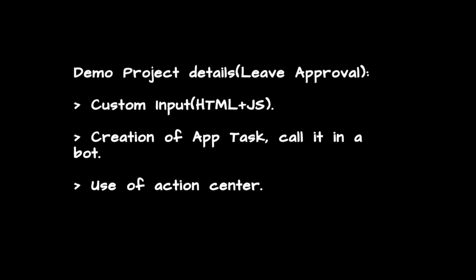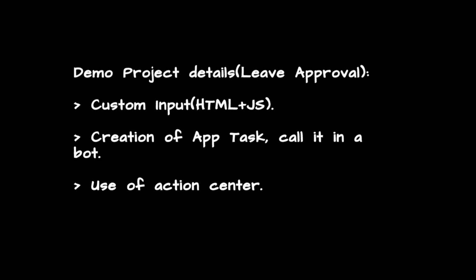So today in this video, we are going to create one demo project and we can call it leave approval bot. What we are going to see in this demo project is how we can use custom input, that is nothing but how we can take advantage of HTML, CSS and JavaScript in UiPath. And also we are going to see how to create one app task and call it through Action Center.